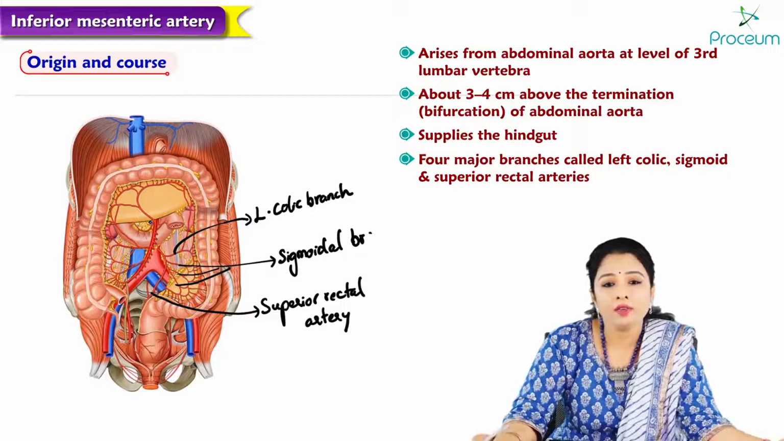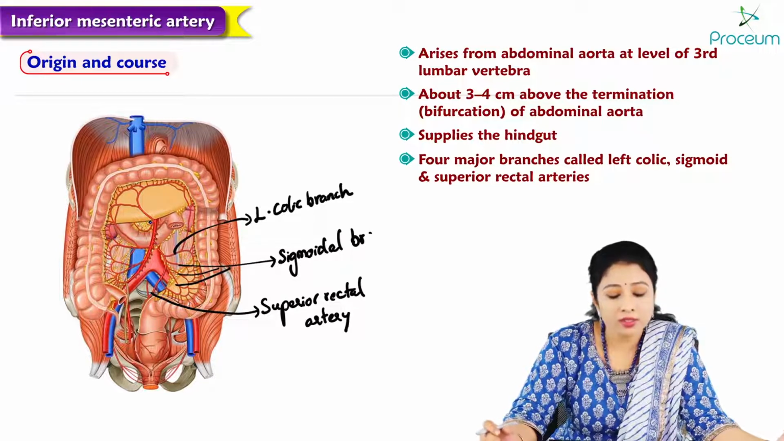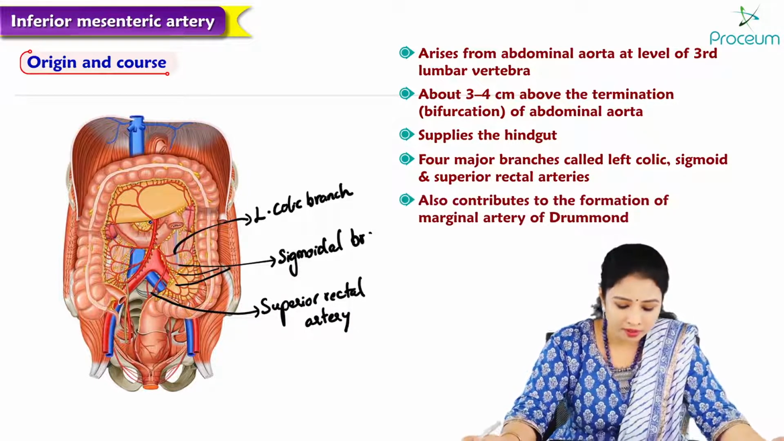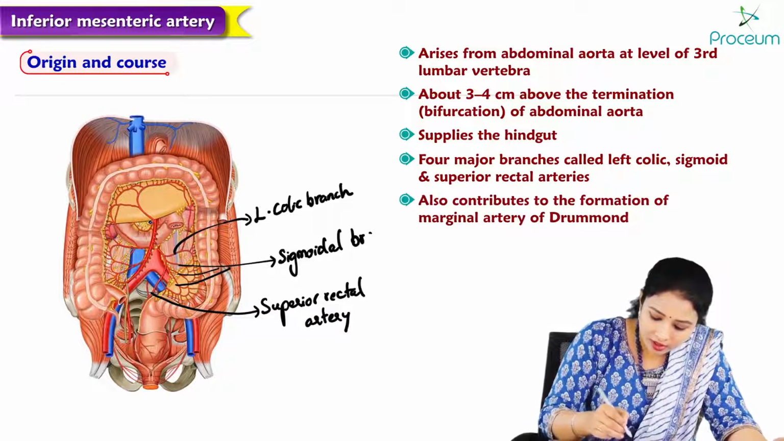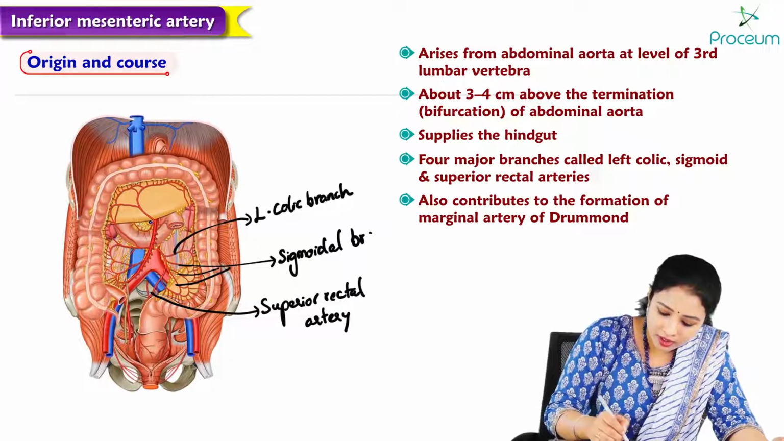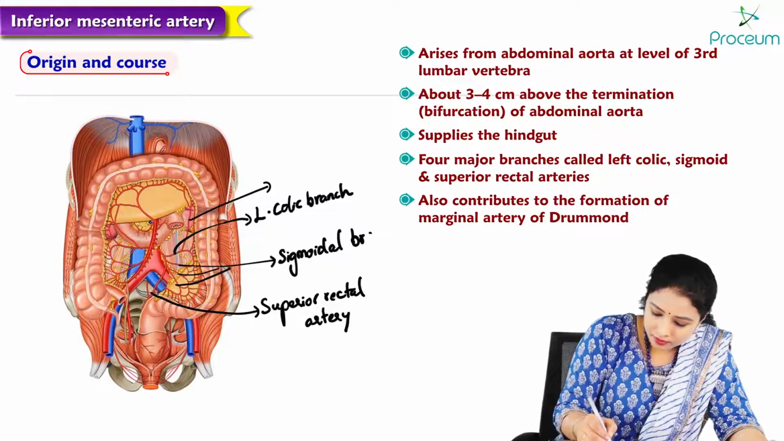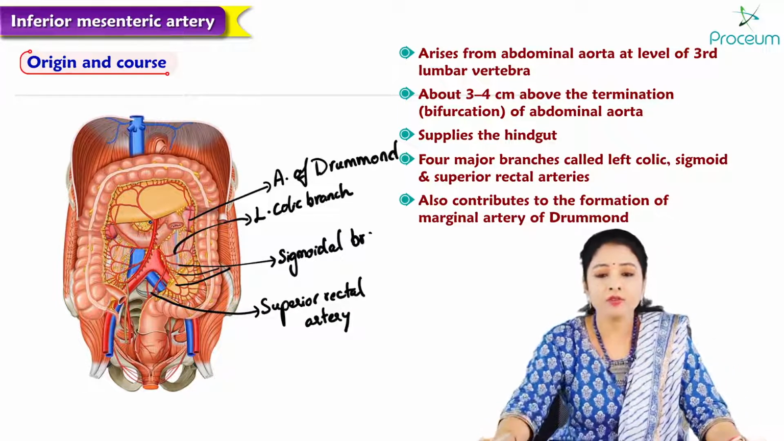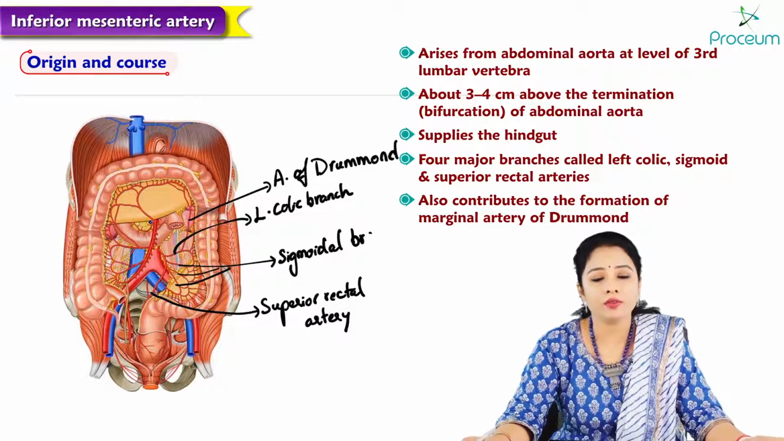The inferior mesenteric artery also contributes in the formation of the marginal artery of Drummond. So you can see an artery which is running parallel to the intestine, which is the marginal artery. So this is the artery of Drummond, the marginal artery of Drummond.